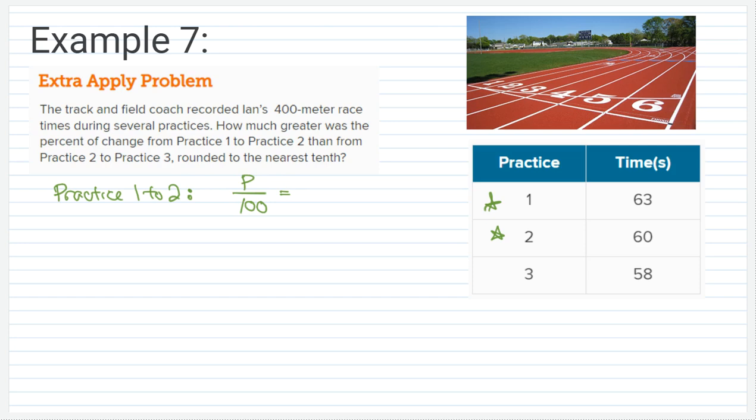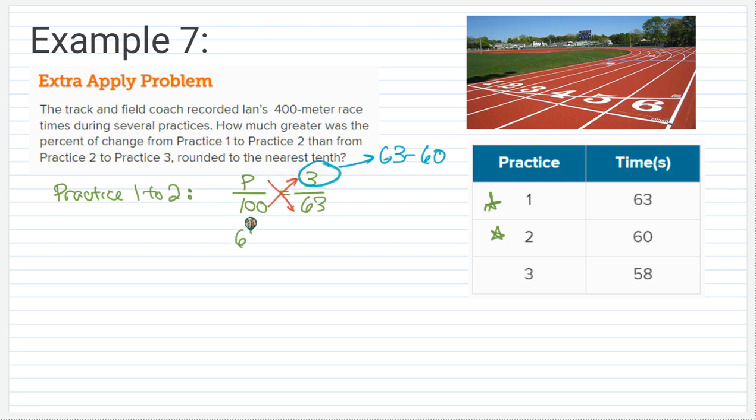From practice 1 to practice 2, going in that order, we went from 63 to 60, so that is a decrease, a change of 3. And my original value, where you started at practice 1, was 63. So now that I have my proportion set up, P over 100 equals 3 over 63. This 3 is just the difference between 63 and 60. I'll show my work on the side there, and then we can do our cross products. So we're going to do P times 63, then 3 times 100.